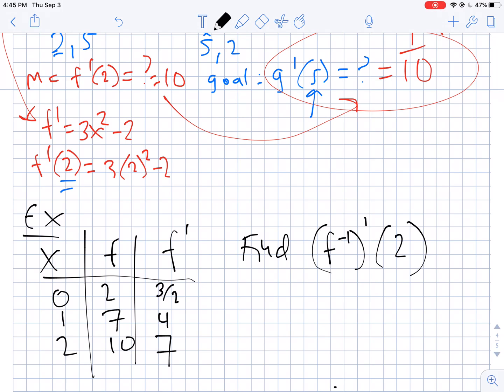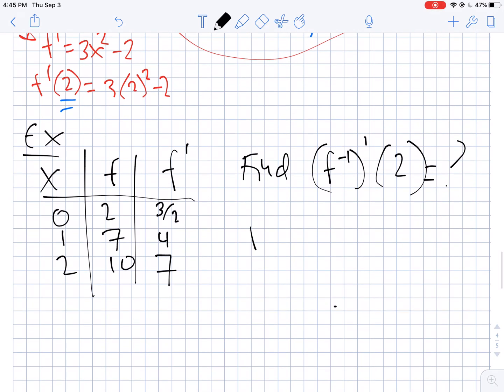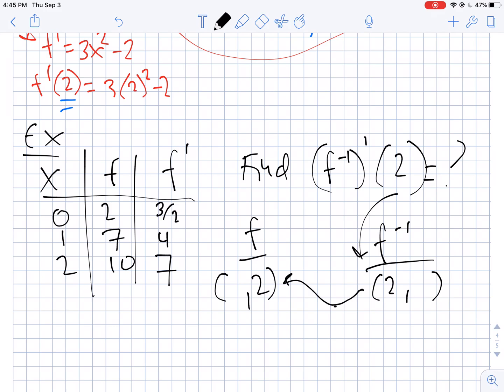of 2. Okay, so you're going to think that maybe I didn't give you enough information for this, but I actually did. So let's think about it again. Draw out our little diagram. Here's f inverse. On f inverse, we know 2 is an x value, right? So we know it's (2, something). Okay, so what does that mean? Well, that means on f, we have (something, 2).